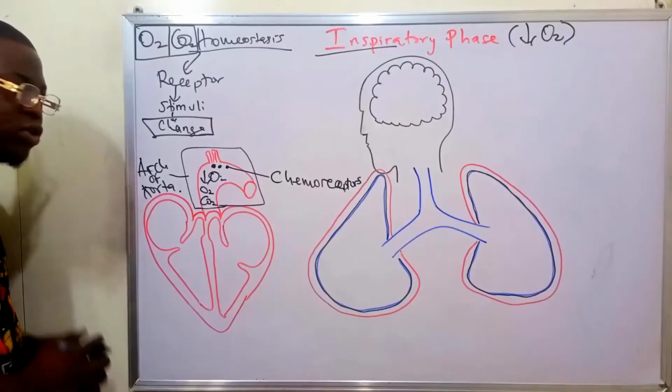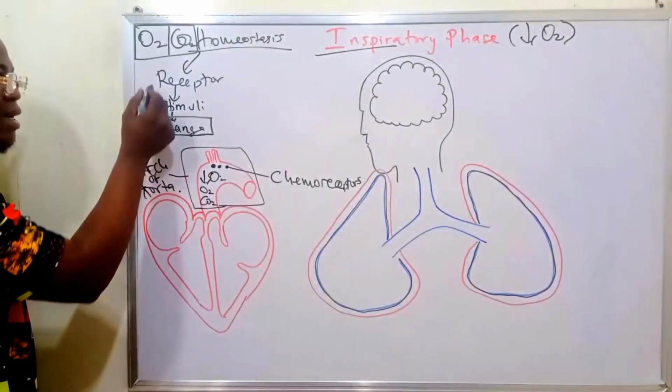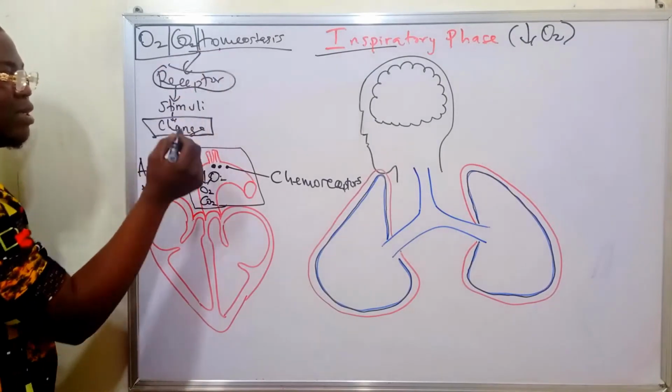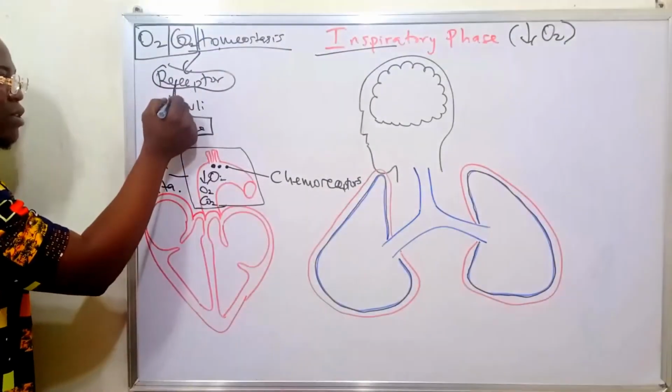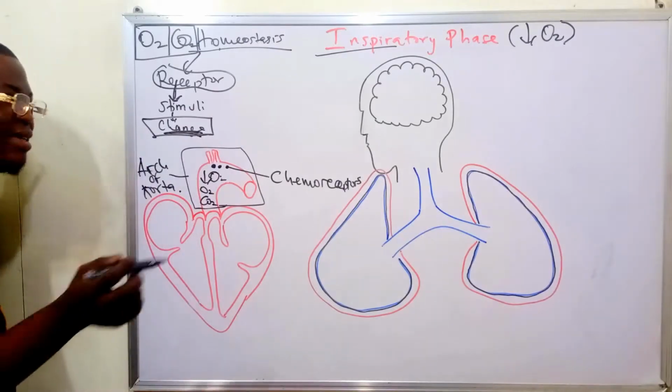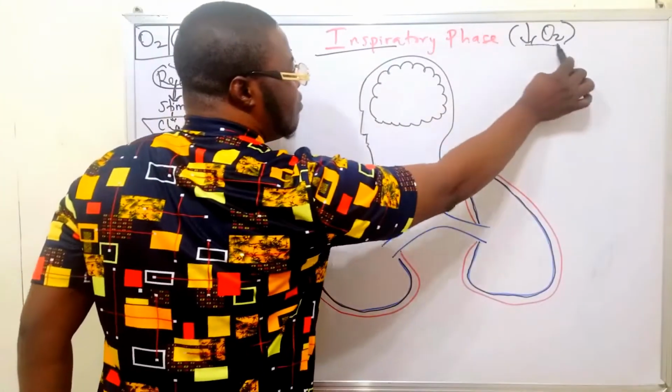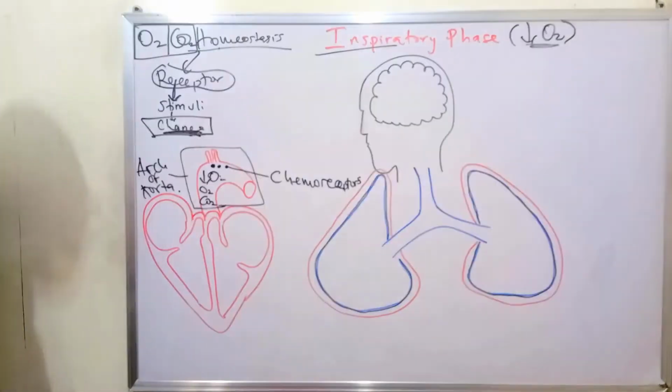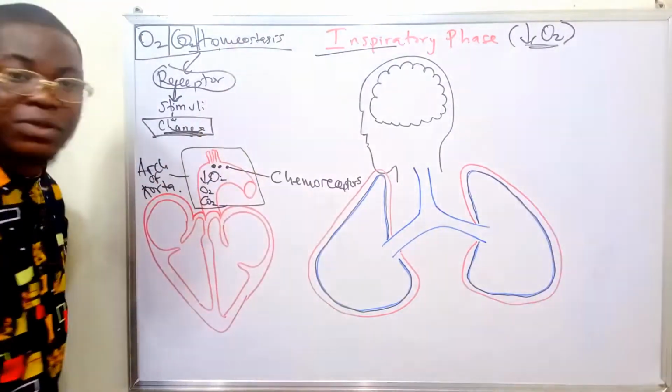Chemoreceptors. The function of these chemoreceptors, the receptors we're talking about in homeostasis, is to detect a change. And what is the change they are detecting? They are detecting a reduction in the level of oxygen. As simple as that. So you can start your respiratory phase with that.